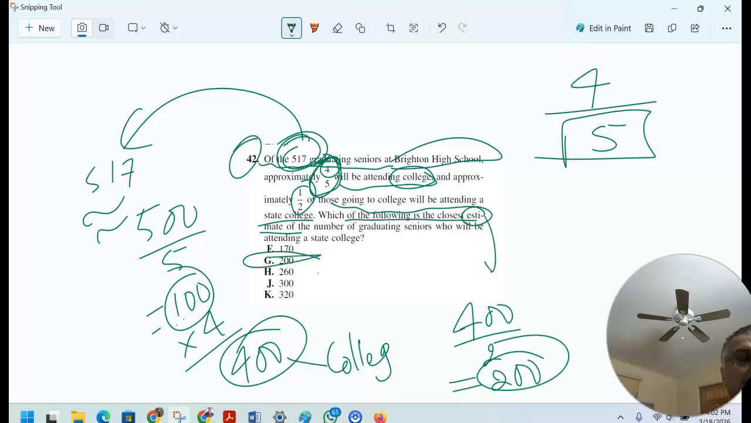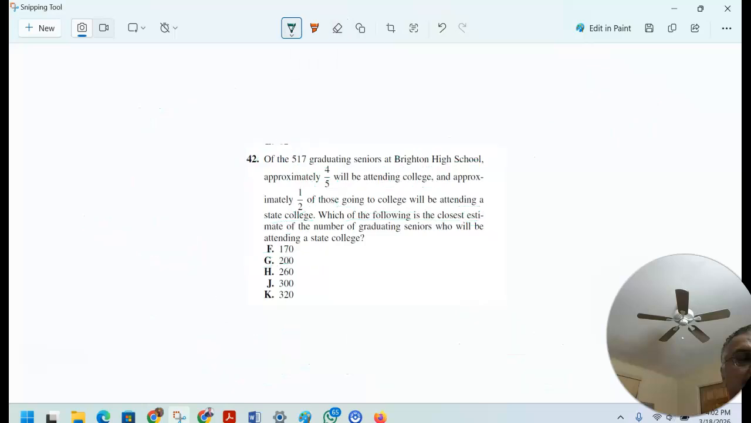So this is just an estimate you can do. Or you could also use your regular algebra. So 4/5 of the college graduating seniors, 517. And then whatever answer you get here, you'll have to divide the whole thing by half. See, so this becomes a lot of work here. If you multiply, that will be 4 times. So if I take, let's see.